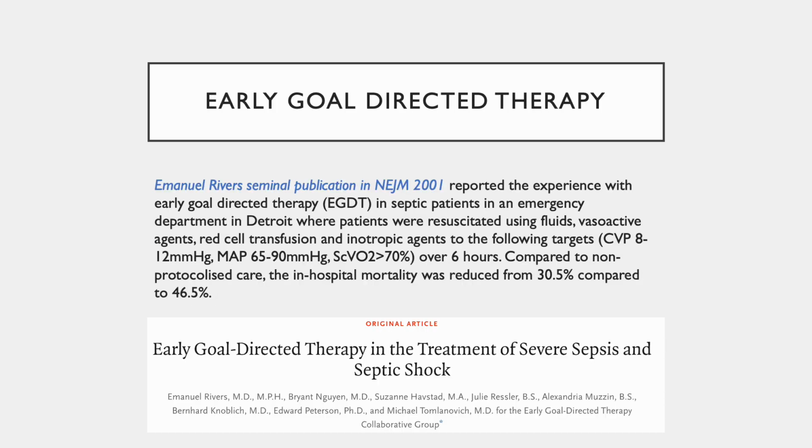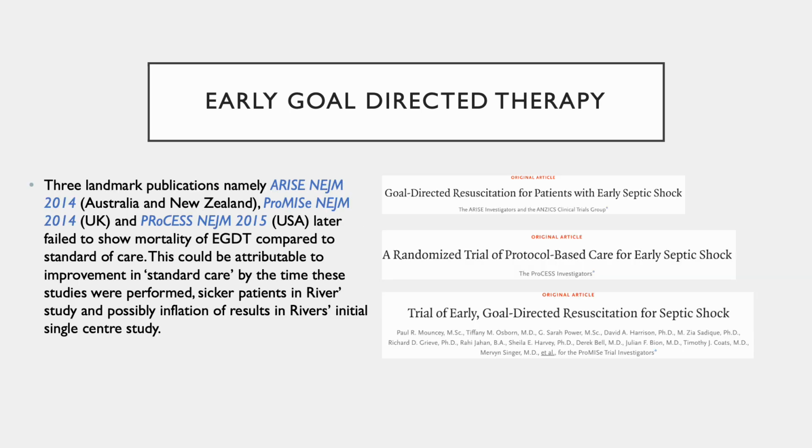One cannot discuss the management of septic shock without mention of the concept of early goal-directed therapy that came out of Emanuel Rivers' seminal publication in NEJM in 2001 that demonstrated a 16% absolute risk reduction in mortality with goal-directed bundle care. And although the subsequent ARISE, PROMISE, and PROCESS studies failed to show similar benefit and challenged some of the components in the initial resuscitative bundle, the concept of early goal-directed care has become a mainstay in how we approach patients in septic shock and different shock states.